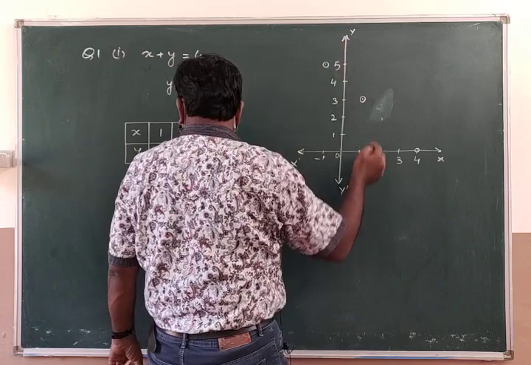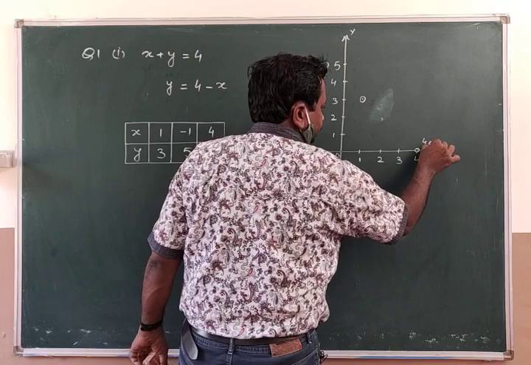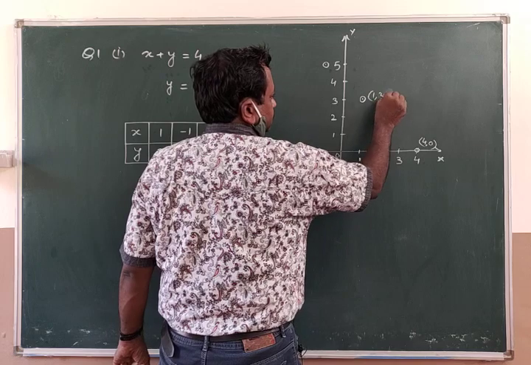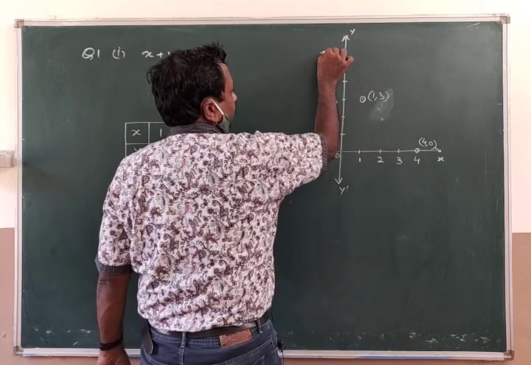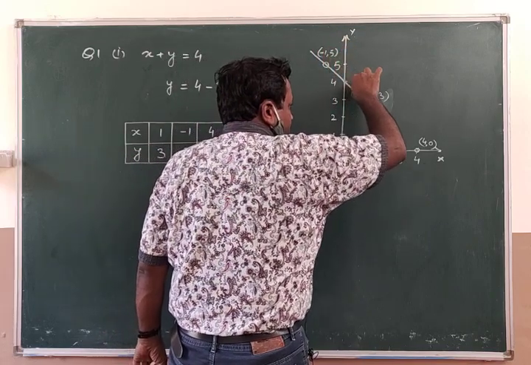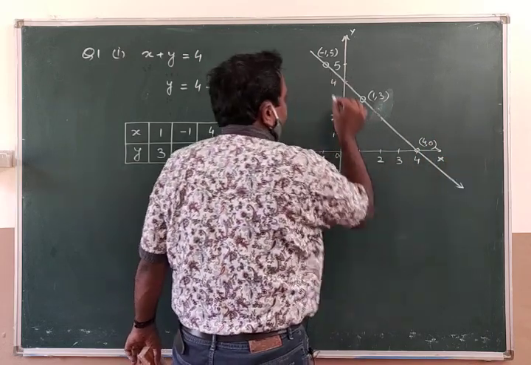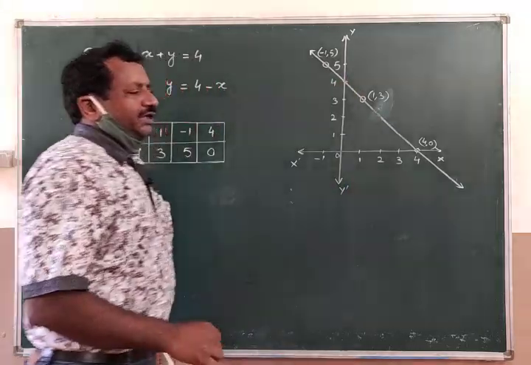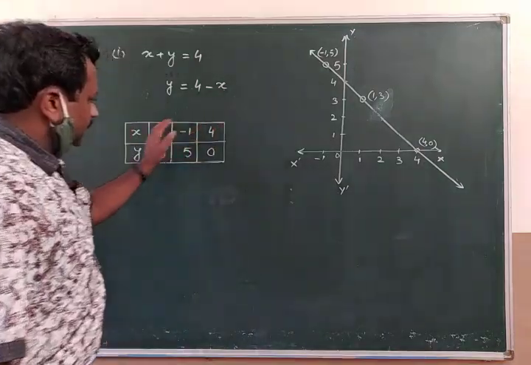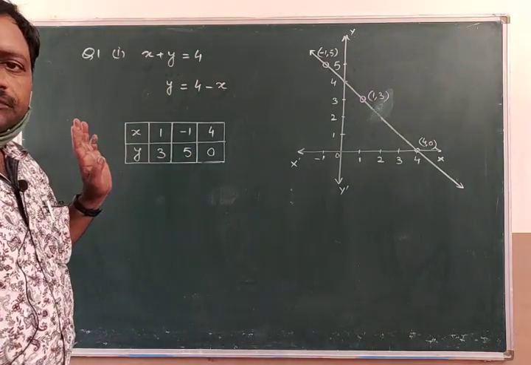And write the coordinates of these points. This is 4, 0. This is 1, 3. This is minus 1, 5. Join these points. They must lie on the same straight line. Join them. If they are not on a straight line, it means your graph is wrong. Some problem is there in finding out the solution.